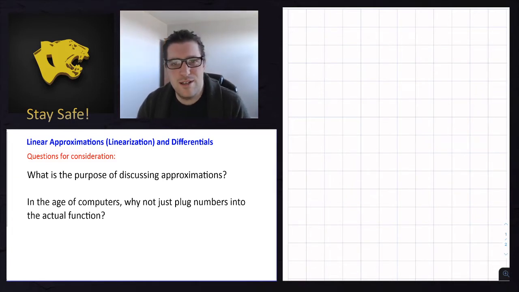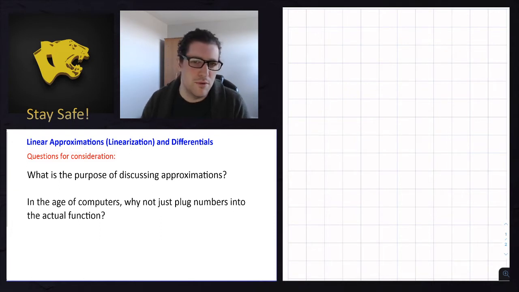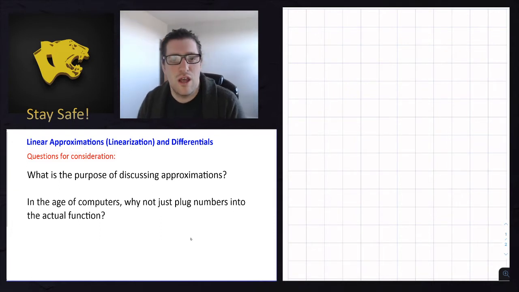So it's still something that is currently used, even though it seems like it would have been better when you needed to do things by hand and you just couldn't evaluate these nastier little functions as nicely.